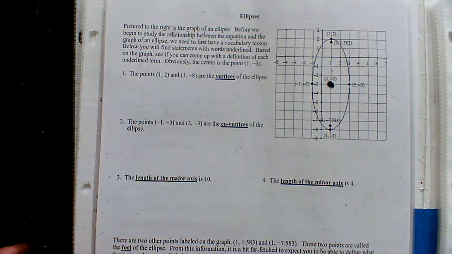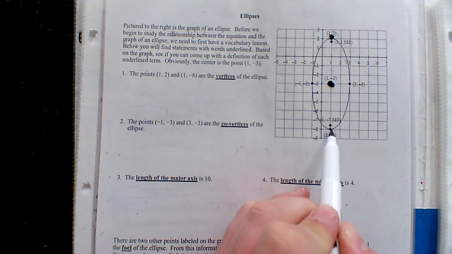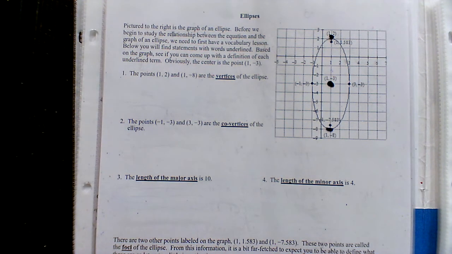So now let's go through each of the definitions. Number 1 says the points 1, comma 2, which is this point at the very tippy top, and 1, comma negative 8, at the very, very bottom, are the vertices of the ellipse. So we need to try to come up with a definition or something to describe those points. In terms of the picture, what do you notice about them? Maybe it's not necessarily a definition, but what do you notice about those two points compared to everything else?